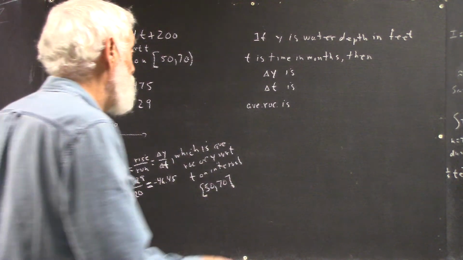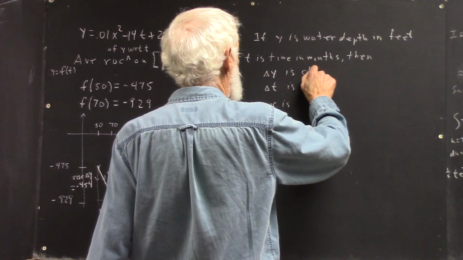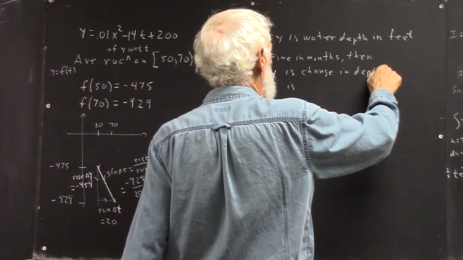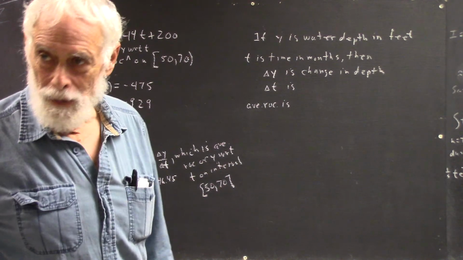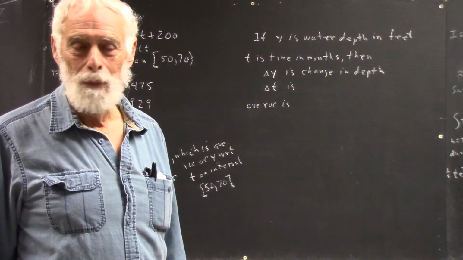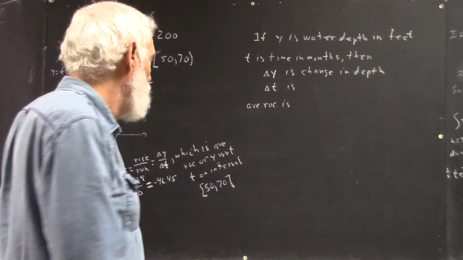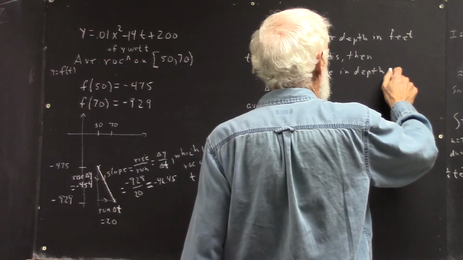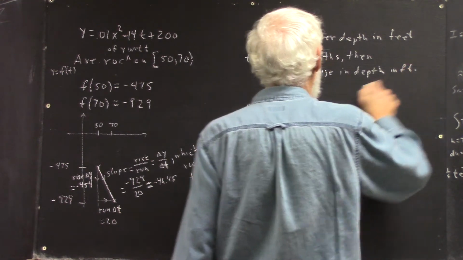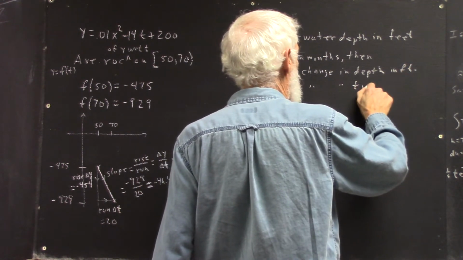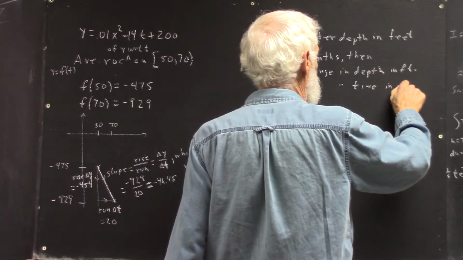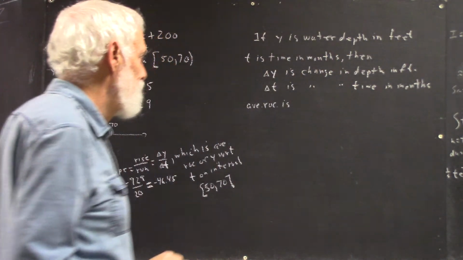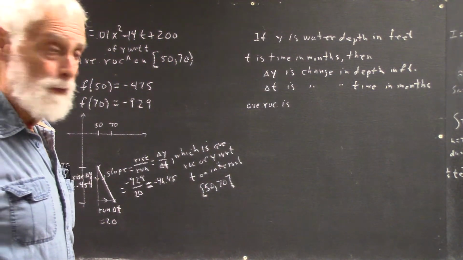Delta y is the change in depth. And I keep telling you, delta y is not the depth. Delta y is the change in depth. Delta t is the change in time. A change in depth in feet, and a change in time in months. Average rate of change.